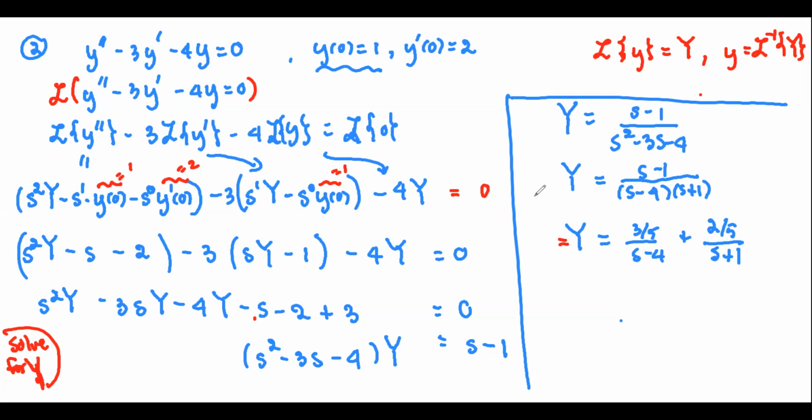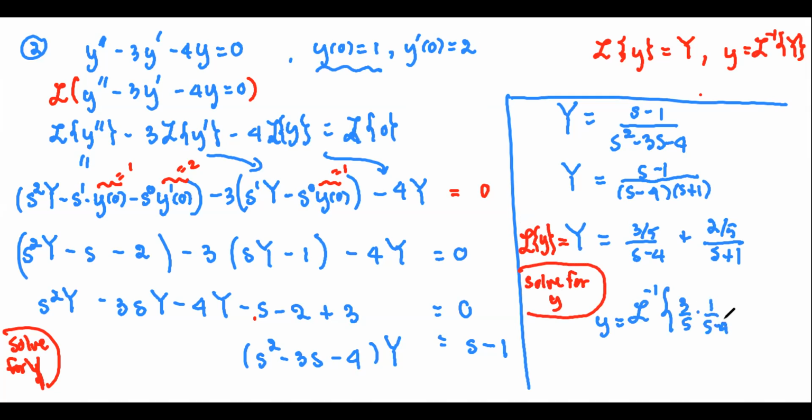So the capital Y is the Laplace of the lowercase y. Next step, we're going to apply the inverse Laplace to all terms. We're going to solve for lowercase y this time. So the lowercase y is the inverse Laplace of 3 over 5 times 1 over s minus 4, plus the inverse Laplace of 2 over 5 times 1 over s plus 1.